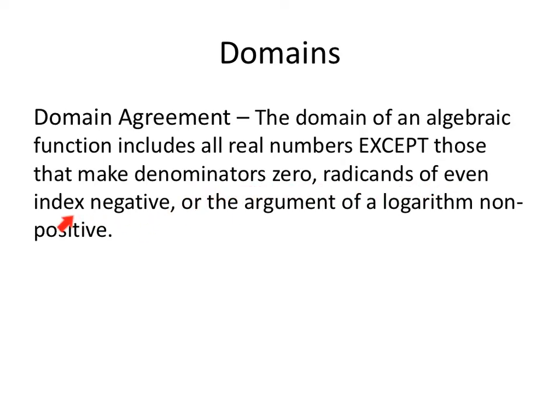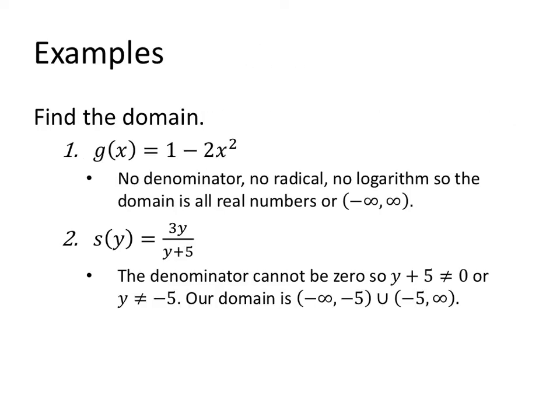Radicands of even index, so square root, fourth root, 16th root, 734th root. You can't have a negative inside the radical, the radicand. Or the argument, the inside of a logarithm, non-positive. So inside of a logarithm cannot be 0 or negative. Radicands, just not negative. All right? You can have 0 under a radical, you cannot have a 0 inside of a logarithm. Here we go with a couple of examples.